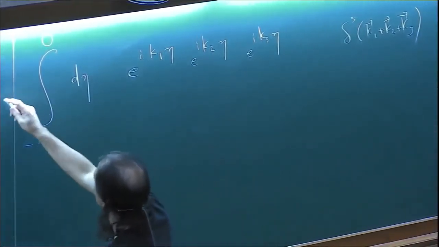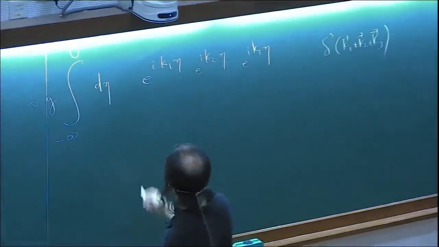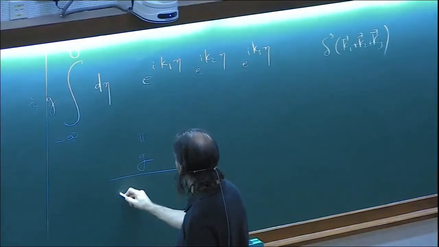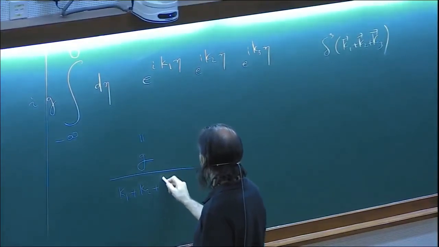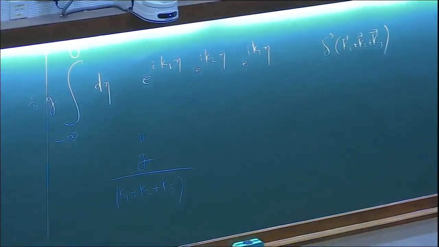Okay, so that's the first contribution that we get. There's an IG in front of the whole thing, and so this integral just gives me g over k1 plus k2 plus k3. Right? So that's the first interacting contribution. But there are other diagrams. So now there are diagrams involving integrating over delta phi.